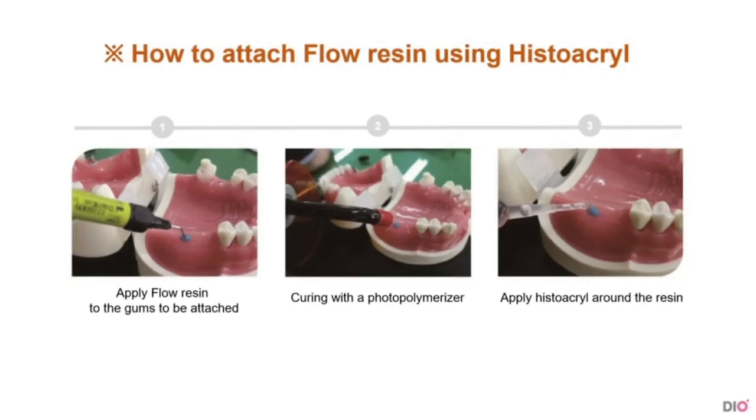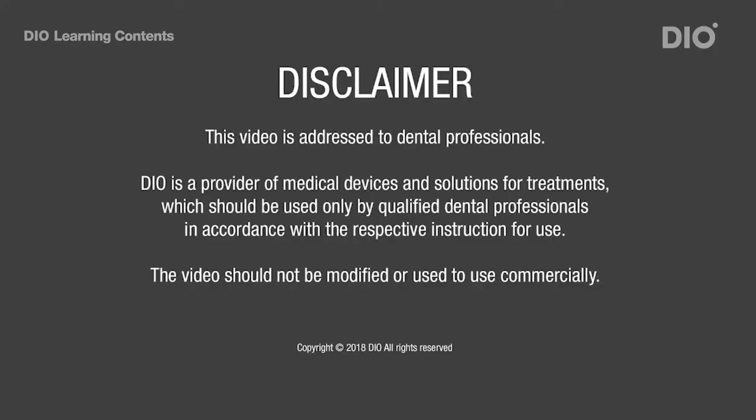When attaching to the gums like this, it is recommended to apply histoacryl around the resin in the last step. Let's take a quick look at this process in a video.